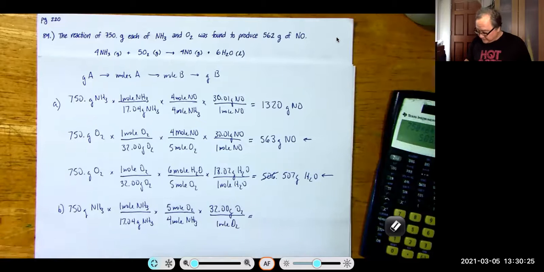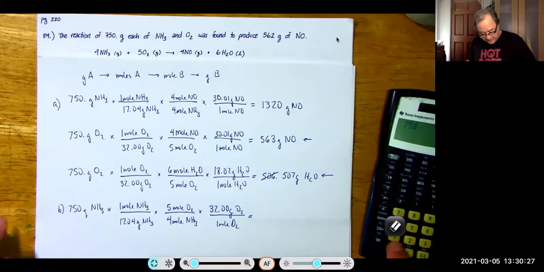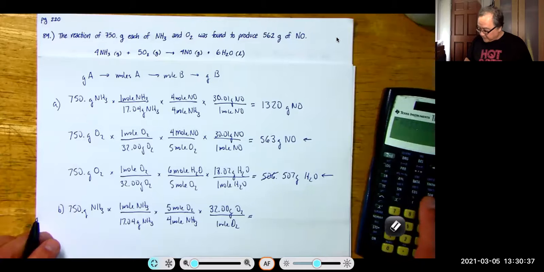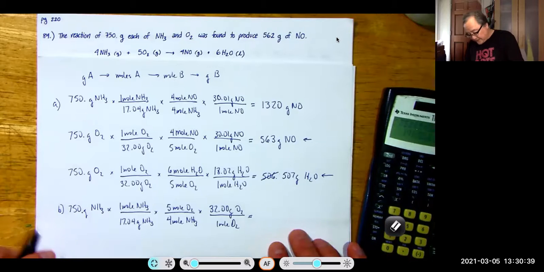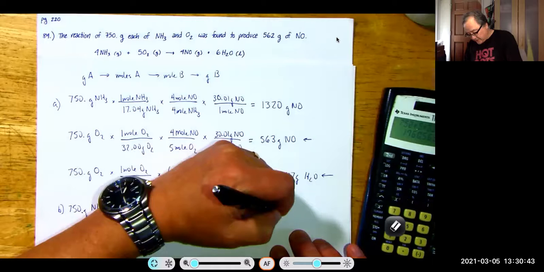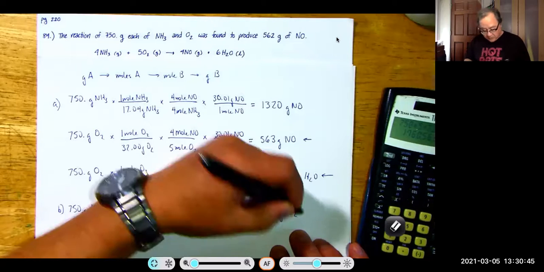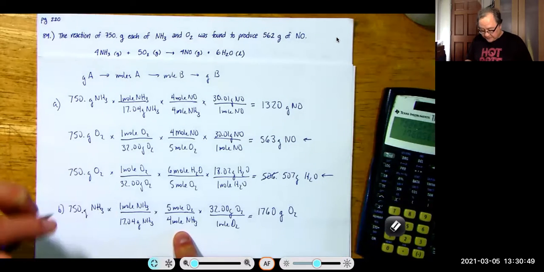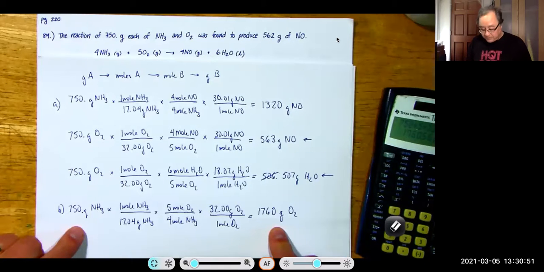Okay, 750, and this should be 750 times 5 times 32 divided by 17.04 and divided by 4, which gives me 1,760 grams of O2. So we could have actually used this to figure out that we don't have enough O2 to react all of the NH3.